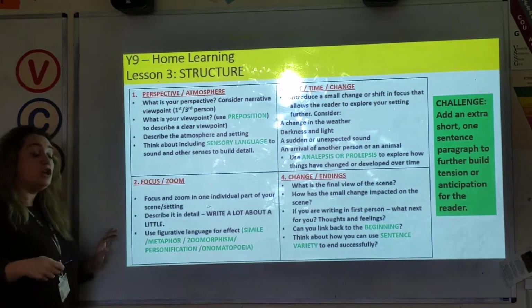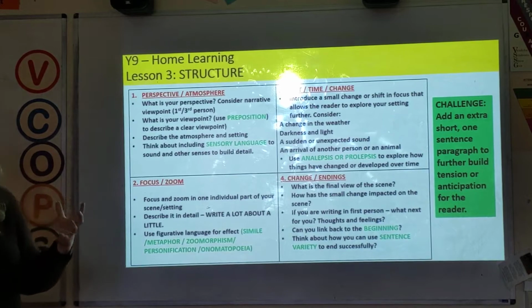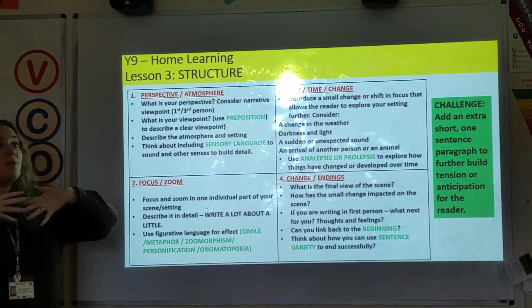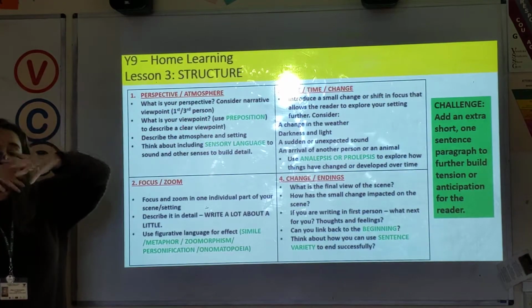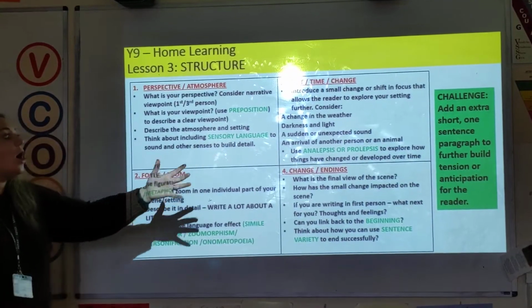Okay, think about using sensory language. Your next lesson is going to be working on sensory language. How can you build detail in what you're writing? So really think about a quite open viewpoint for your 1st paragraph. Okay, make it really clear to the reader where you are.